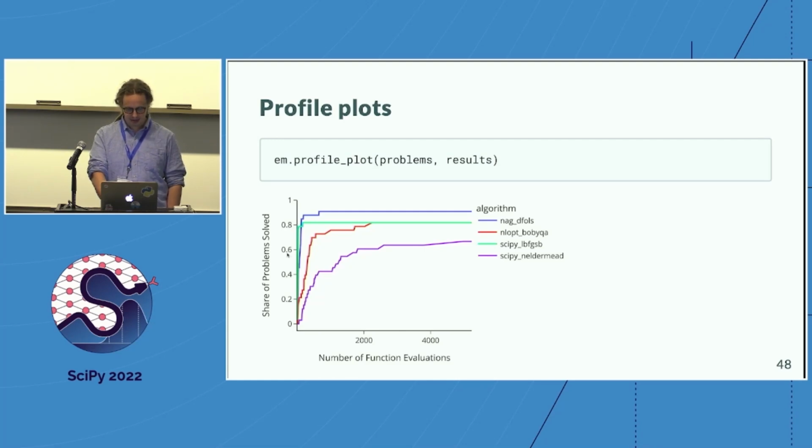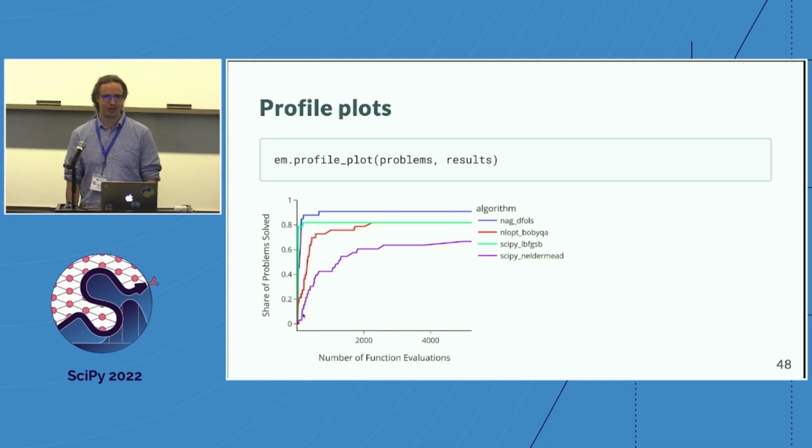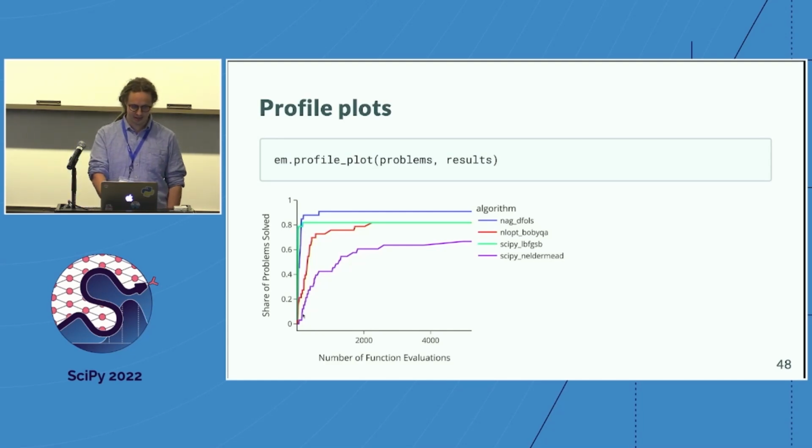And then you see, for example, that scipy LBFGSB, it either works or it doesn't. If it works, it works really fast, but then it doesn't make any more progress. And other optimizers are a bit more robust. DFOLS is, for example, slightly slower, but it gets actually higher. Just because an optimizer is slow doesn't mean it's robust. The Nelder-Mead optimizer, for example, is rather slow and doesn't solve many problems.